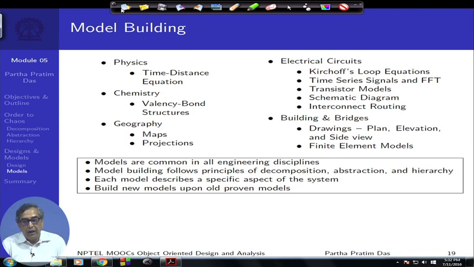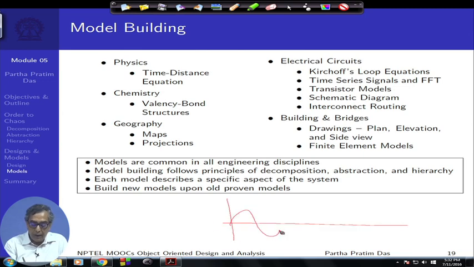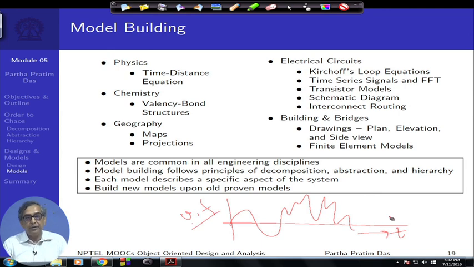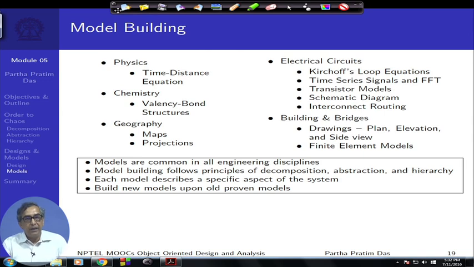If you want to study how the signal will differ based on time, then you will possibly look at different kinds of time domain signals. So, you will say this is t, this is my signal f, or this is a voltage V that I have at different times. All of these are models, whether it is a time series signal, FFT, a transistor model, we can have static transistor model, we can have dynamic transistor model, we can have interconnect routing. All of these describe electrical circuits, but from various different angles.